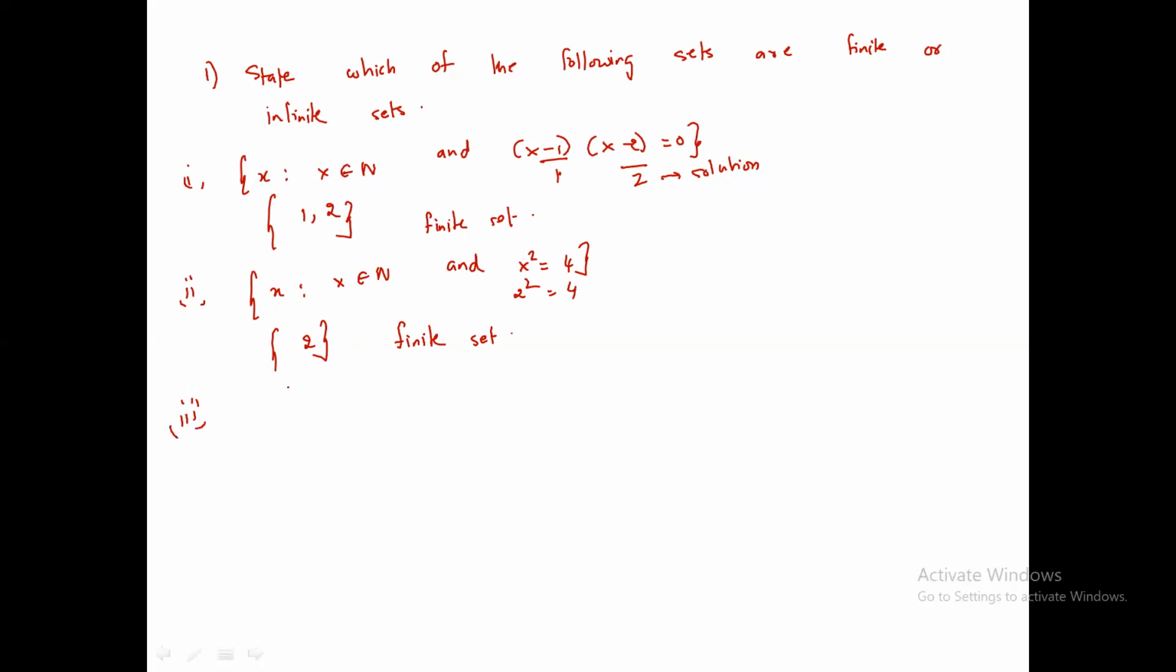Next, the set having x such that x belongs to natural numbers and 2x minus 1 equal to 0. So to write the set, I have to take 2x minus 1 equal to 0 and I have to find the solution, which is 1 by 2.